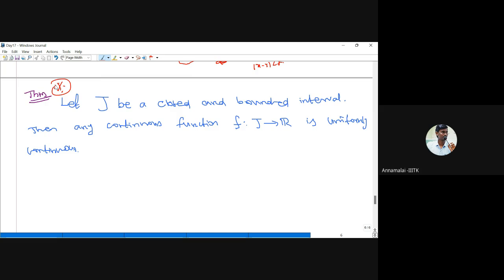First you have to look at the function. If it is continuous, then look at the domain of the function. If it is closed and bounded, then automatically this is uniformly continuous. Suppose you remove either closed or bounded from the domain, then it may not be uniformly continuous. That's a very important thing.